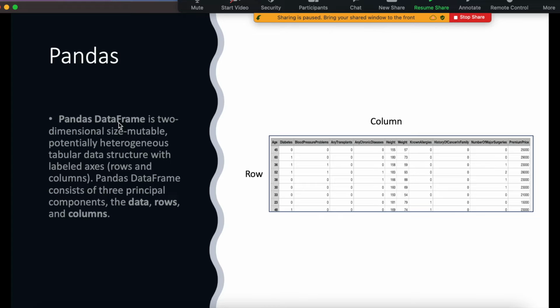A data frame is a combination of rows, columns, and the data. That's the key you need to understand: data, row, column. Each and every value here is considered data, one set of a person's data is combined together as a record, and one column is one specific data set for that particular field. So this combination is a data frame.